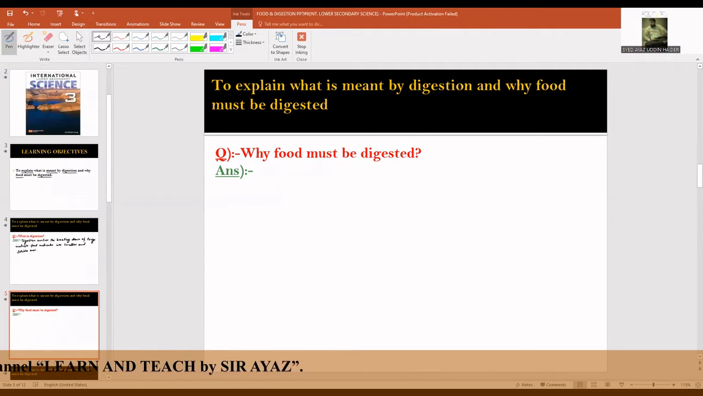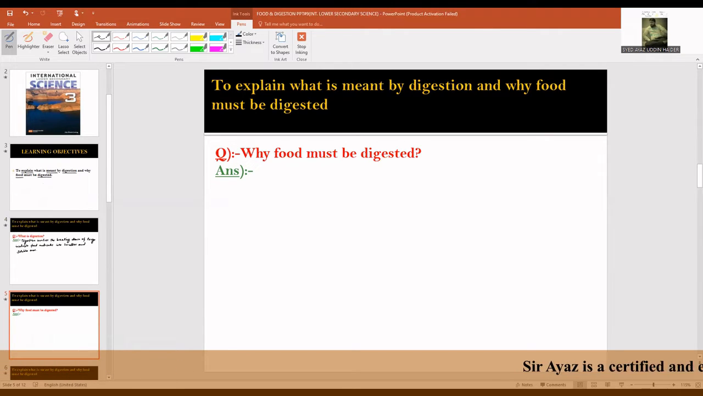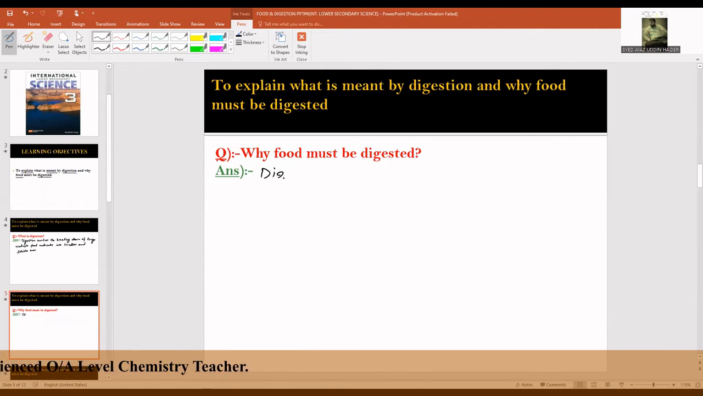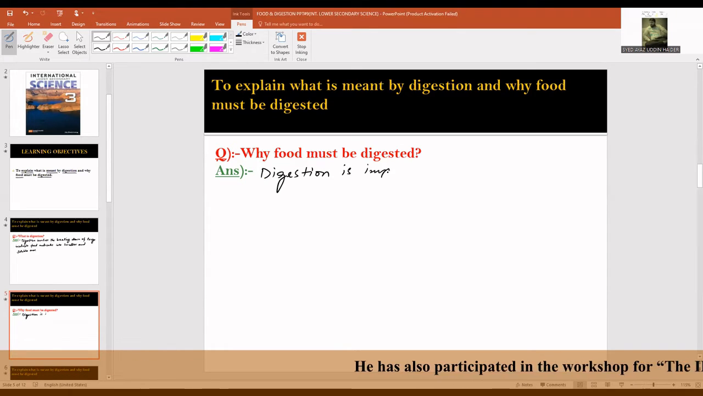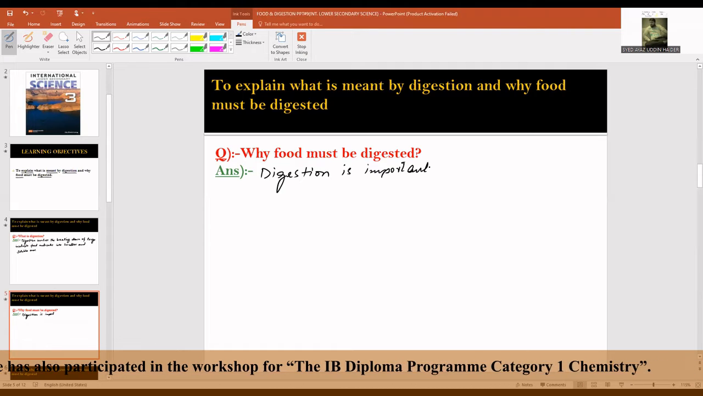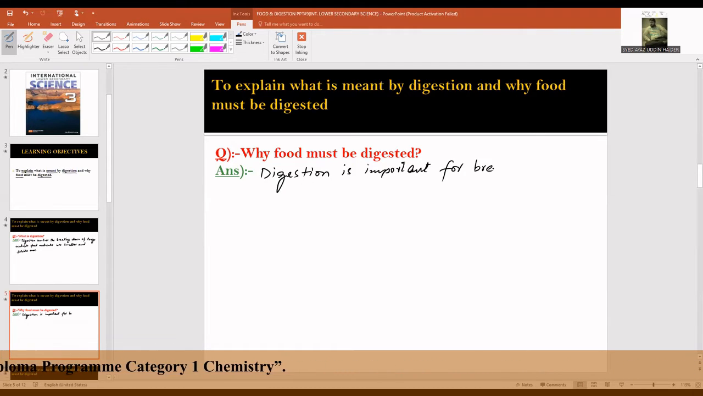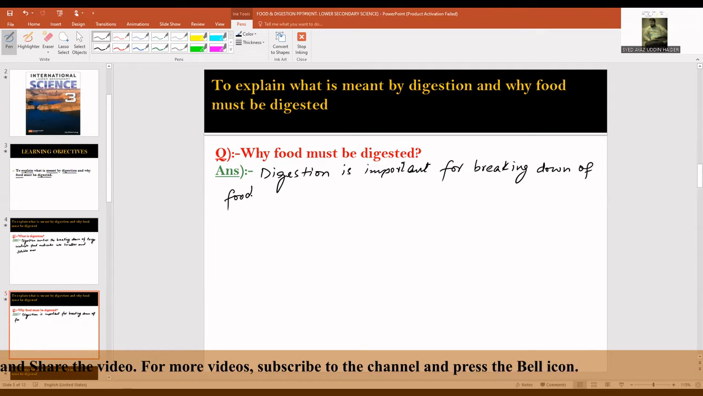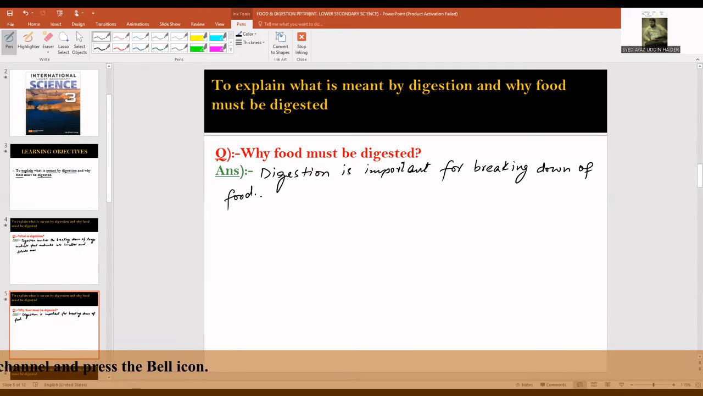Why food must be digested? Digestion is important for breaking down of food. Nutrients in the food is released, which is then used for energy, growth, and cell repair.